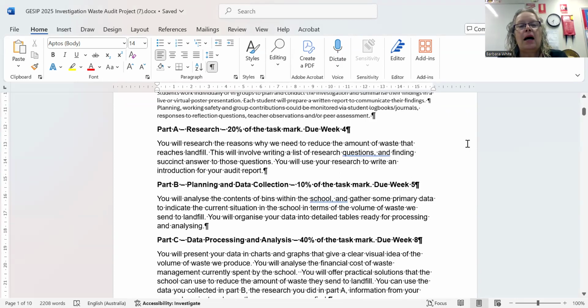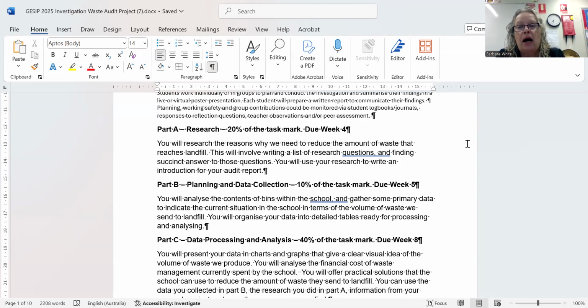The first thing, part A, we went out and had a look through the bins and we collected some data. So we weighed the different types of rubbish. We came up with a mass of plastic and a mass of paper when we weighed the rubbish in the science bins. And then we went out to the oval and we looked in the bins and we estimated the volume of the different types of rubbish. So that's two different sets of data.